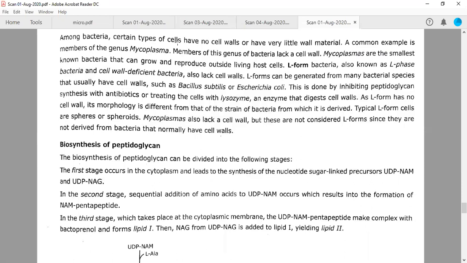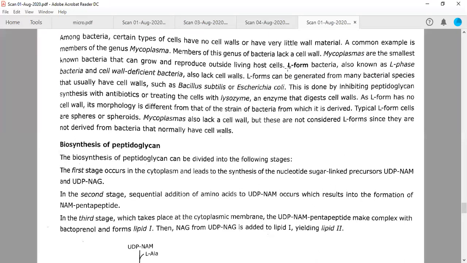Among bacteria, certain types of cells have no cell wall at all, or they have very little cell wall material. These are called mycoplasma or PPLO, pleuropneumonia-like organisms. There is one complete genus which generally lacks a cell wall. Members of this genus do not have a cell wall, so mycoplasmas are the smallest non-bacteria which can grow and reproduce outside the living host cells.